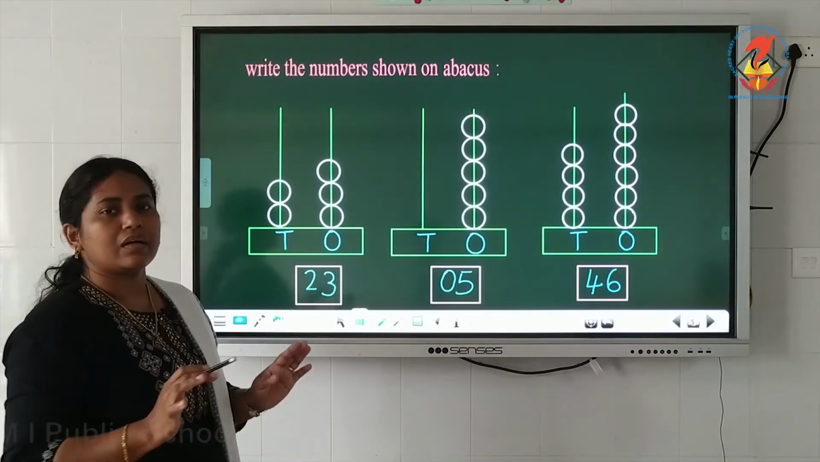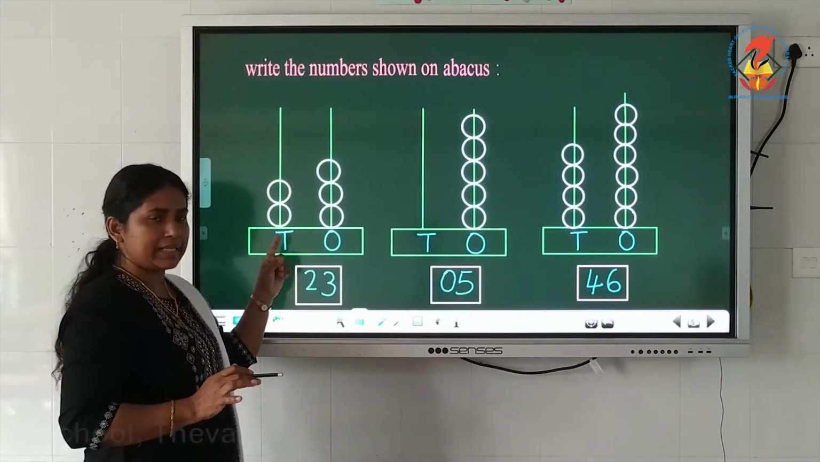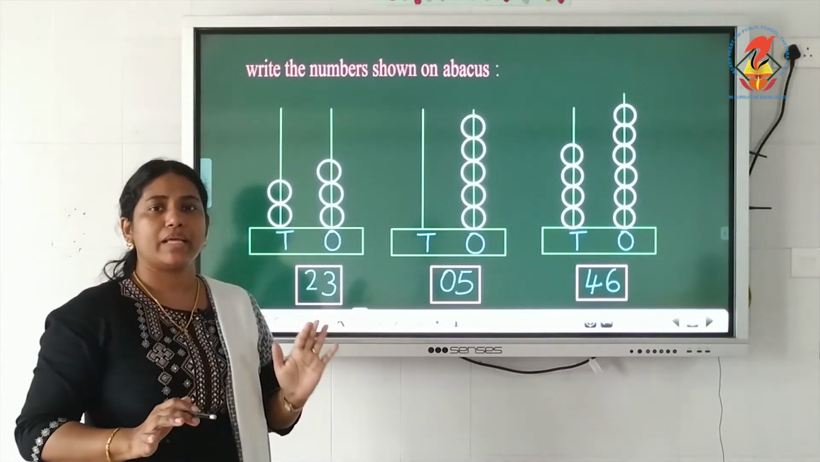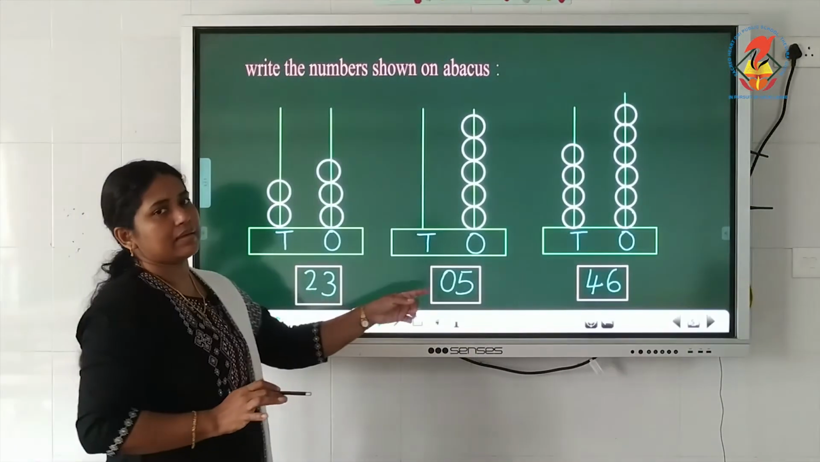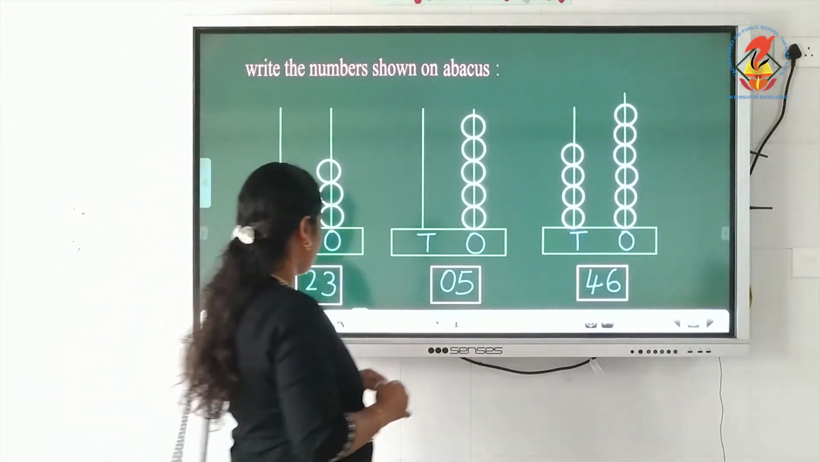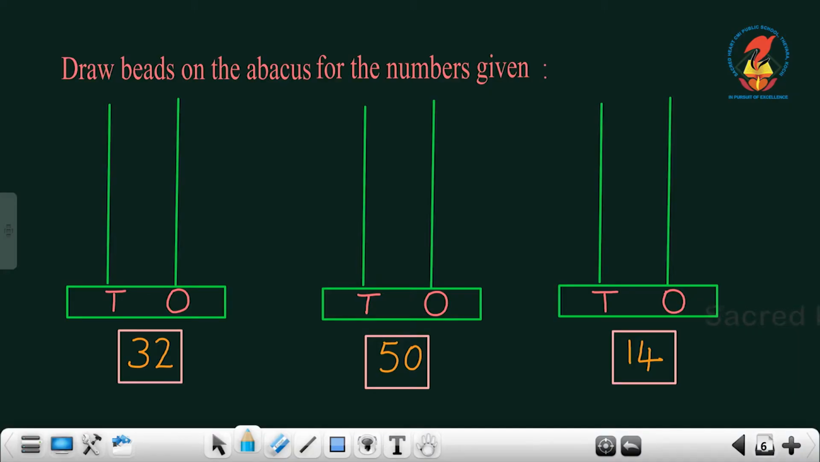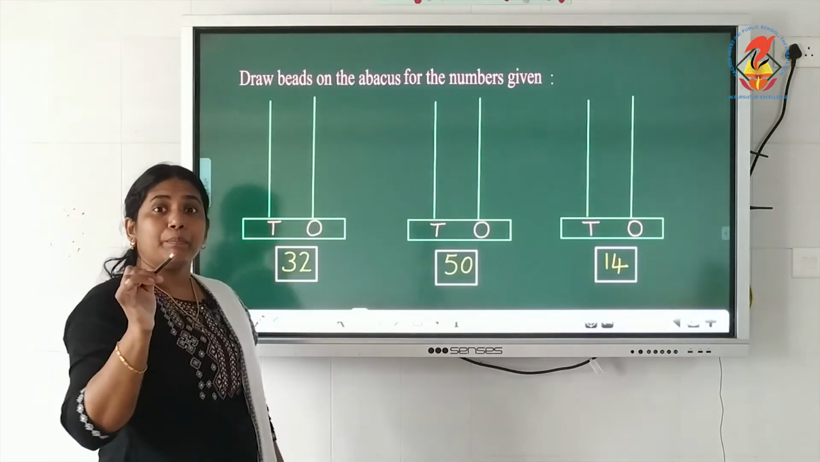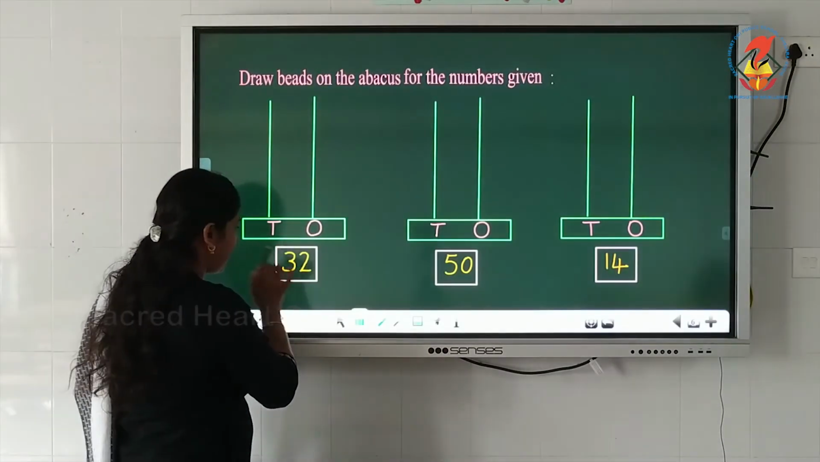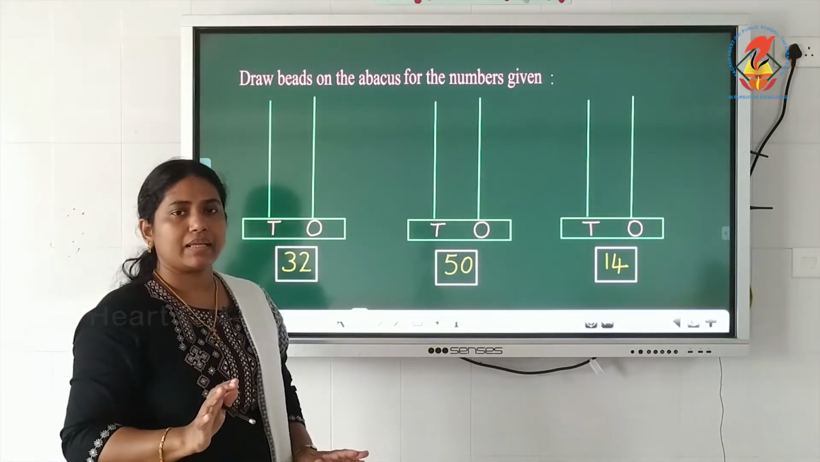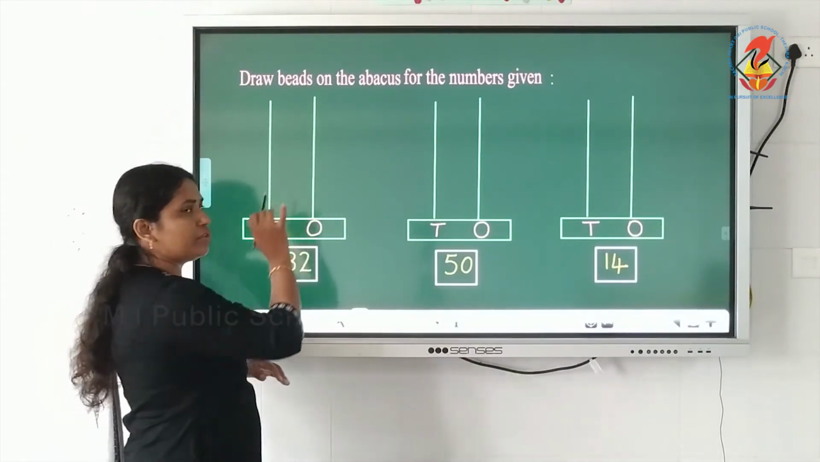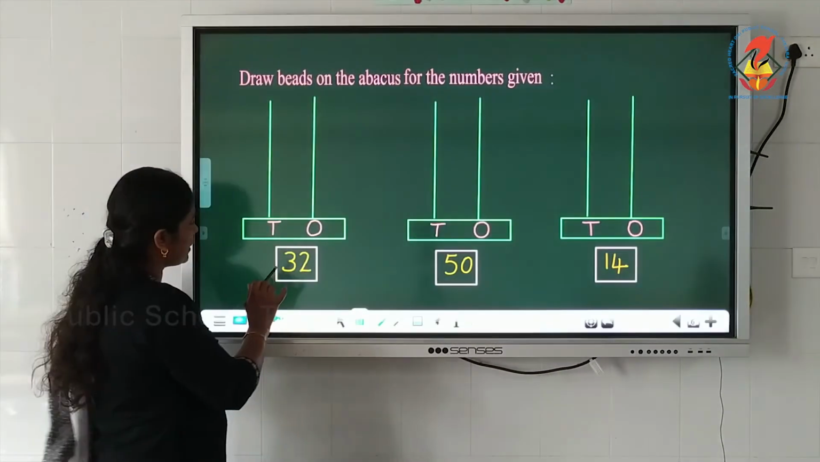We have to count the beads on each place and write the numbers according to their place. So we will get the correct numbers. Okay. Now let's do some more questions. Here children, read the question. Draw beads on the abacus for the numbers given. Here the number is given in the question. We have to draw the beads. So look at each place, which numbers are given here. According to that we have to draw the beads. Let's do the question.